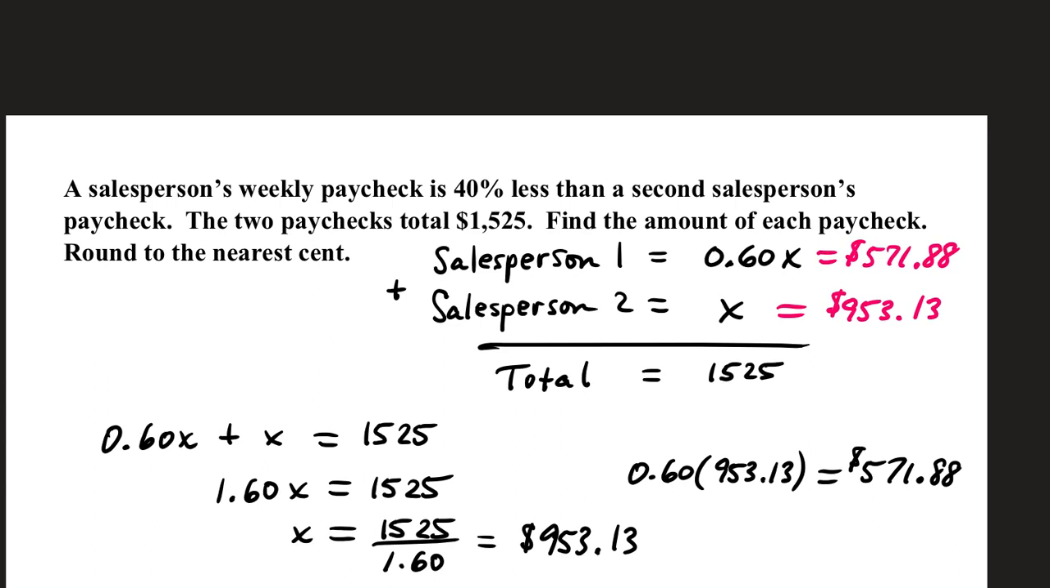A salesperson's weekly paycheck is 40% less than a second salesperson's paycheck. The two paychecks total $1,525. Find the amount of each paycheck, round to the nearest cent. Salesperson 1 only makes 60% of what salesperson 2 does. That's because they make 40% less than salesperson 2.